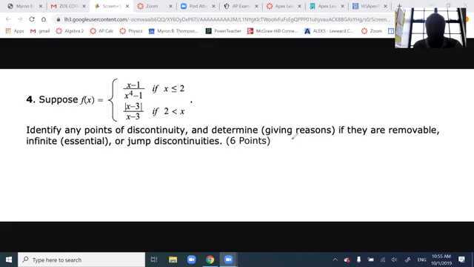Determine, giving reasons, if they are removable, infinite and/or jump discontinuity. So what we're going to do is this.